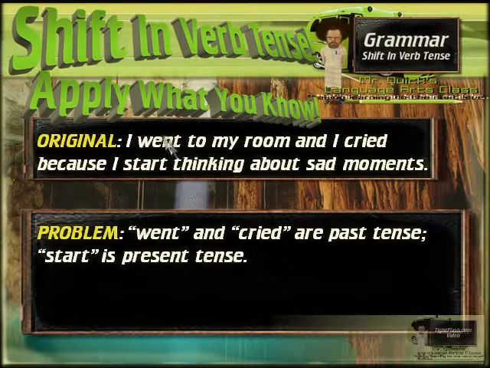Let's break the sentence down. I went to my room and I cried. We've got our compound predicate here: I went to my room and cried. Went and cried are past tense. And then we've got our subordinate clause.